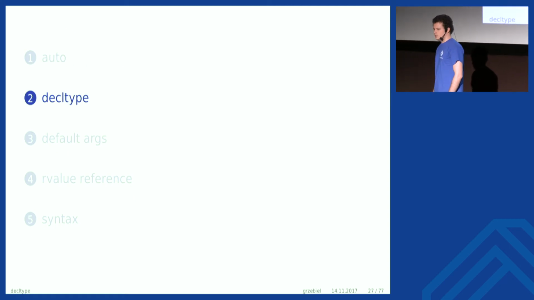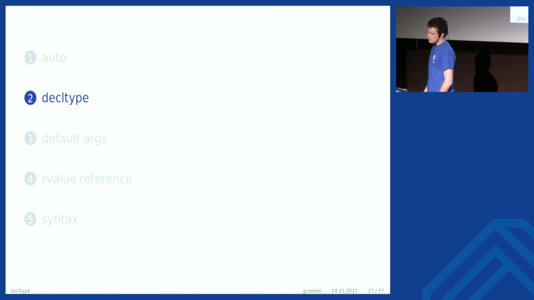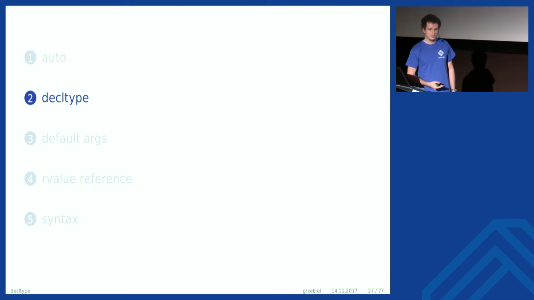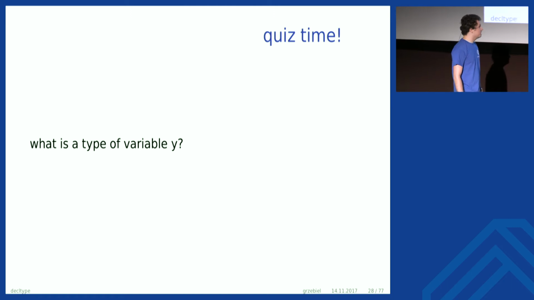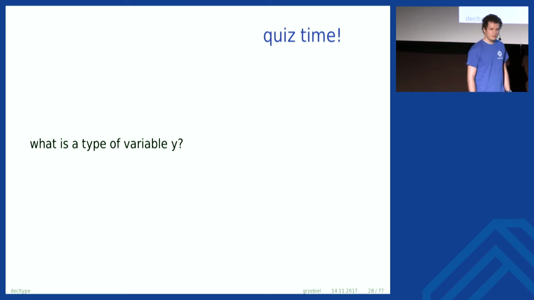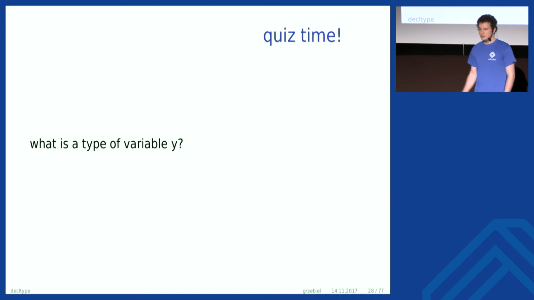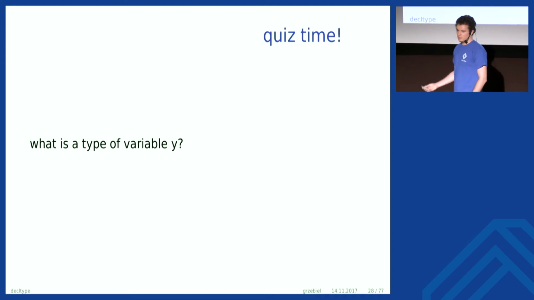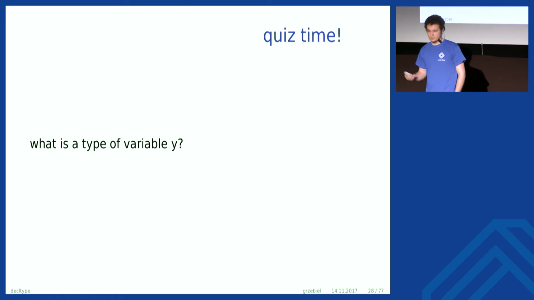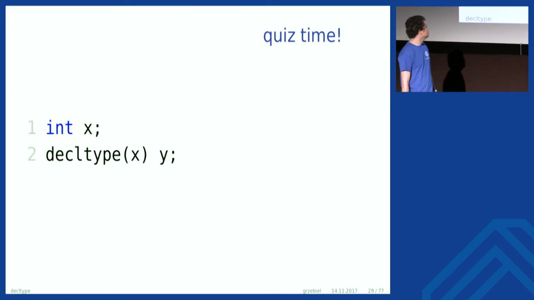Okay, we talked a bit about auto. We already know what decltype does. I propose to start a quiz. I will show you a code snippet, and please shout at me what will be the type of variable y. So what will be the type deduced, extracted by decltype. So first code snippet.